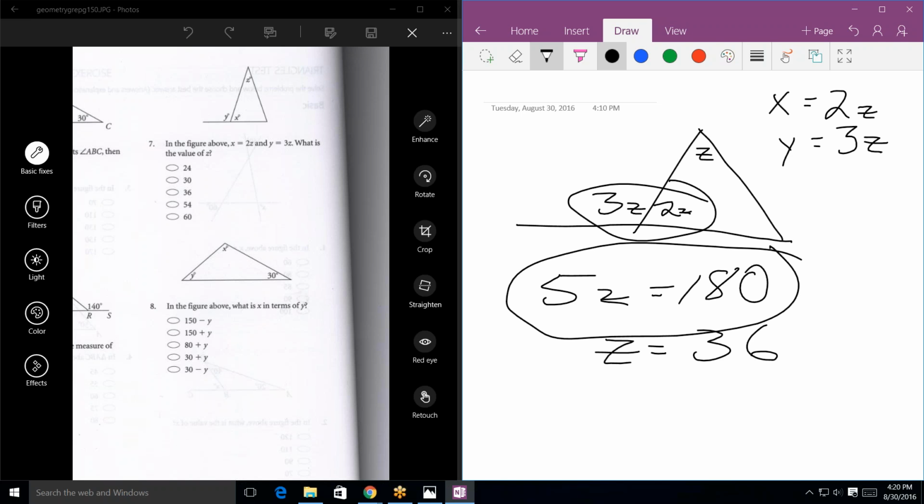Notice again that this z didn't even enter into the picture, did it? No. We worked entirely with those two linear angles.